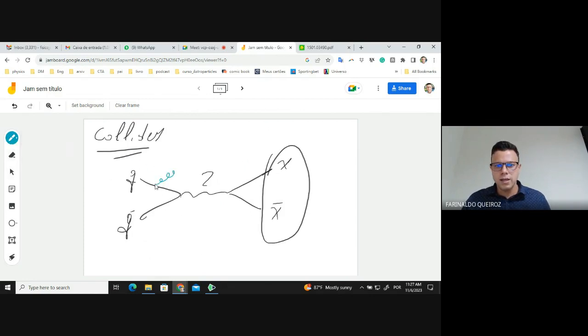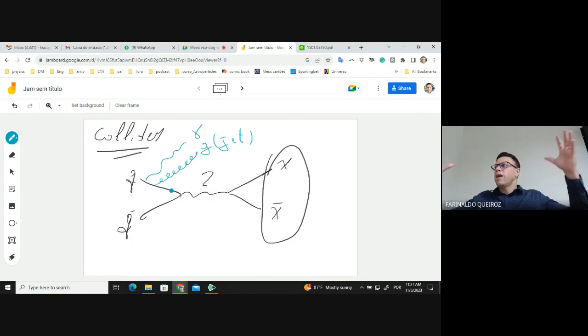Let's say a gluon, which becomes a jet, or a photon, there. And then they say we have a center-of-mass energy of 13 TeV. Let's say they saw nothing plus a photon. So, okay, something happened. I saw a photon, but I didn't see anything else.